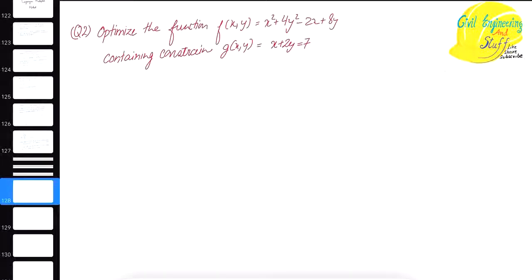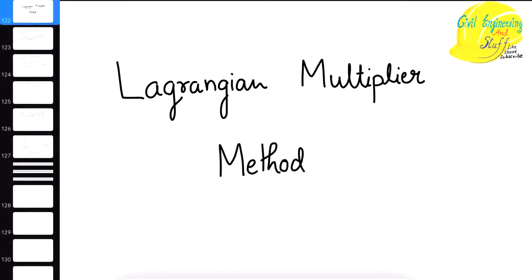Hello everyone. In the previous lecture we discussed the Lagrangian multiplier method to optimize a multivariable function that contains a constraint. Continuing from there, we did a numerical example in the previous lecture, so let us do a few more examples on this Lagrangian multiplier method.